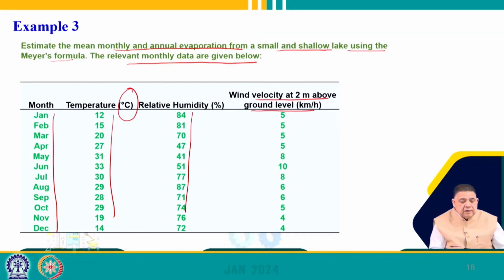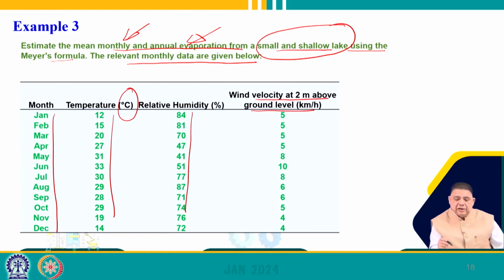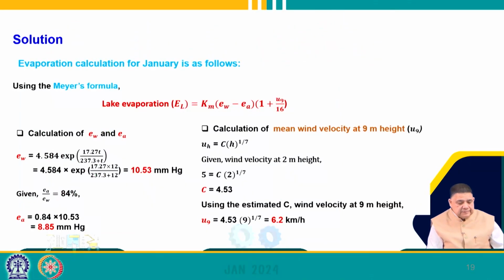So, obviously, for finding out, we have to find out the monthly as well as the annual evaporation. So, we have to calculate first for all months, and then we can sum up to get the annual evaporation also from the water body. And remember, it is a small and shallow lake, and if you remember, the coefficient value is changed from a small and shallow to a large and deep lake.